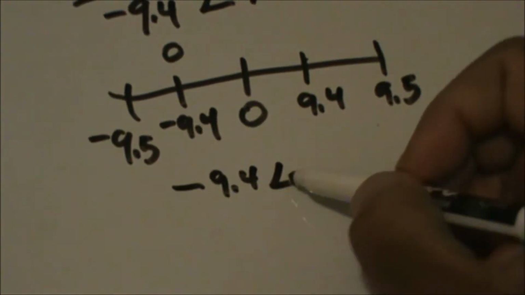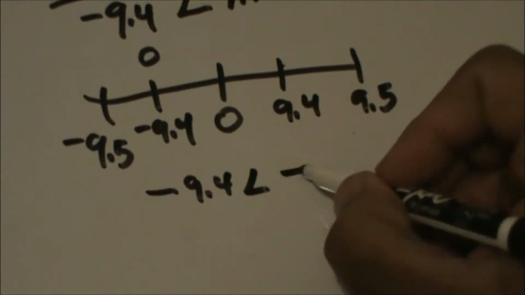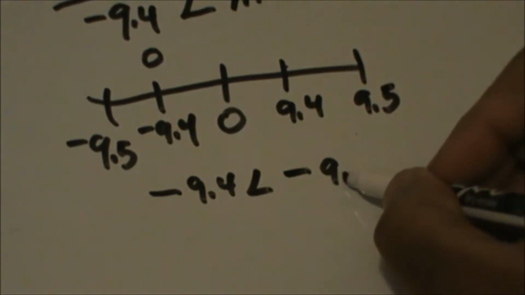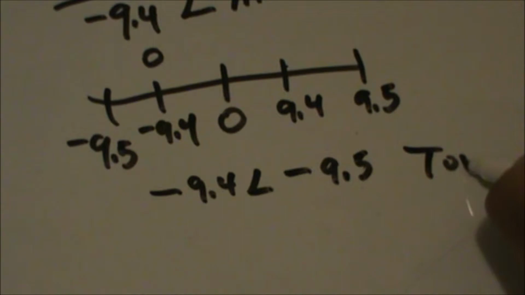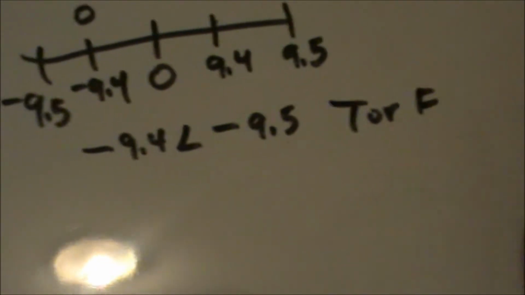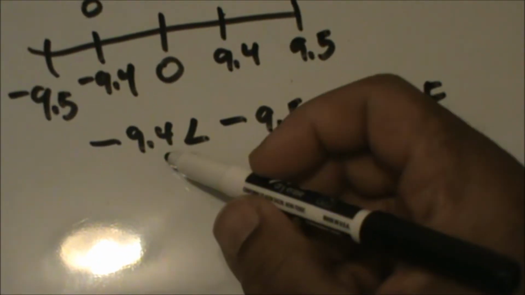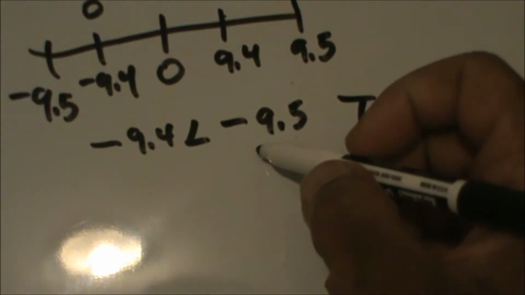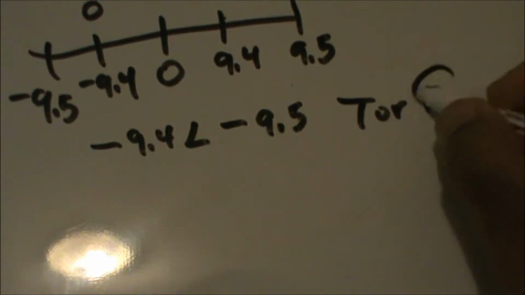9.4 is less than negative 9.5. True or false? All right. Is negative 9.4 less than negative 9.5? No, it's not. It's false.